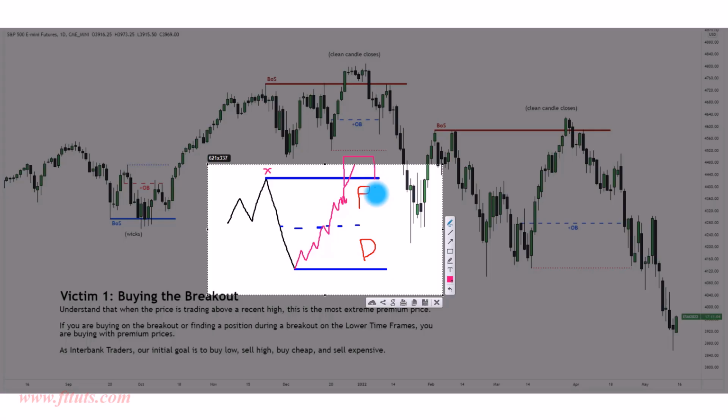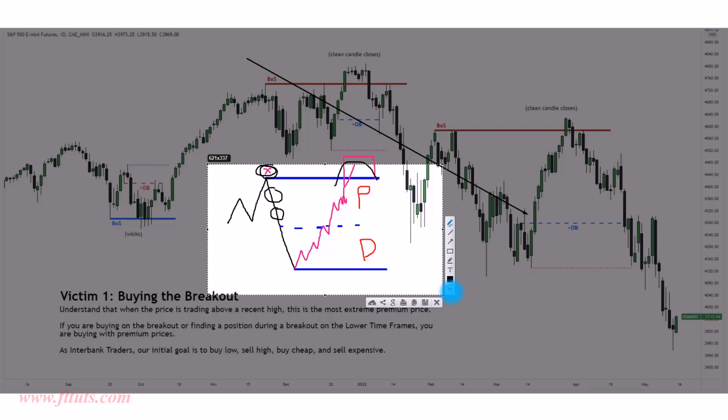So be aware of when this is happening, especially if the higher time frame says we have to go down. In a bearish trend, you should see price trading above old highs as a potential resistance level. So if the order block here doesn't hold, if the gap here doesn't hold, then you see the liquidity pool above it to be the most extreme level in terms of resistance.